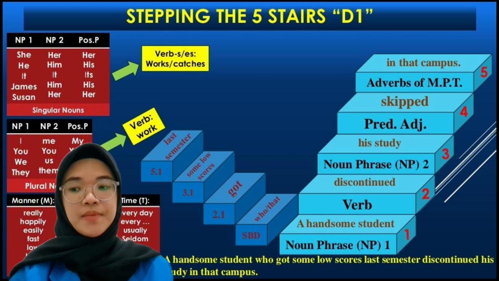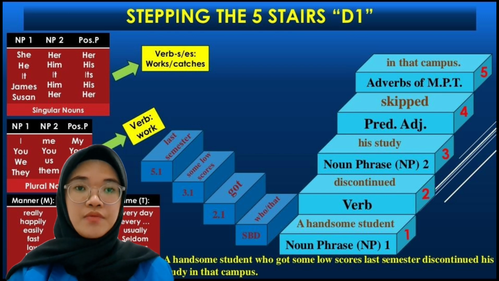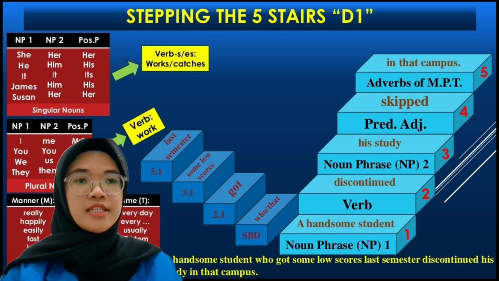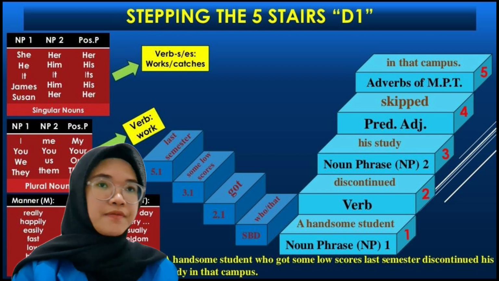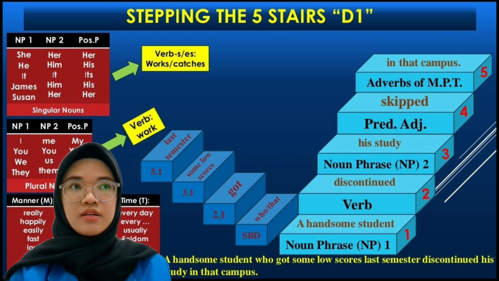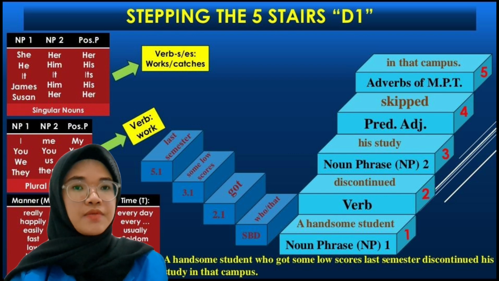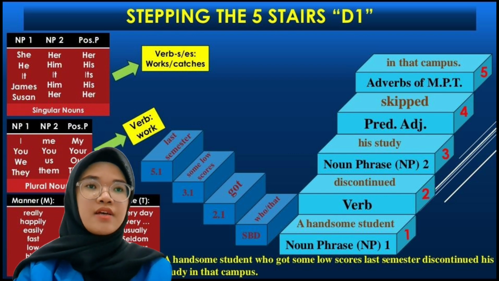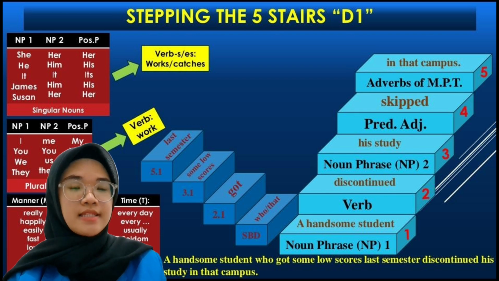Why we put that? Because some low scores is the object of the verb got. That's why we put some low scores in stairs 3 in the dependent stairs. And the next, we have last semester. Last semester is the stairs 4 for the dependent stairs. Why we put that? Because last semester is the adverb of time. For the dependent stairs, we can put last semester in stairs 4 in the dependent stairs.